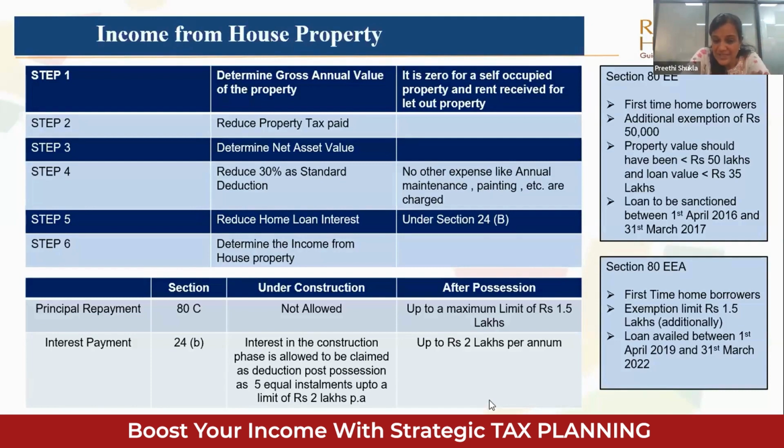So it has to be a first-time buyer, and the loan should have been sanctioned within this particular time period, and the property value should be less than 50 lakhs for Section 80EE and less than 65 lakhs for Section 80EEA. So if you fall into that category, you can avail this benefit.